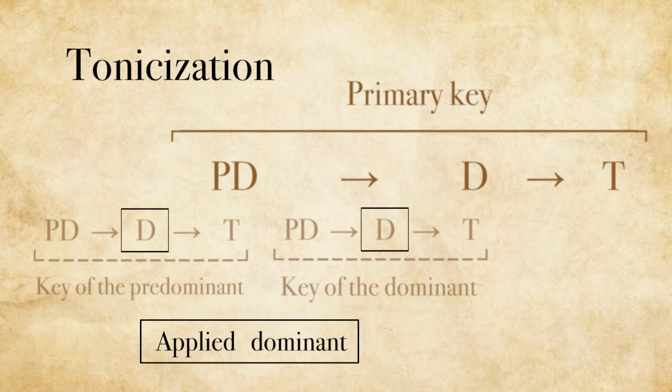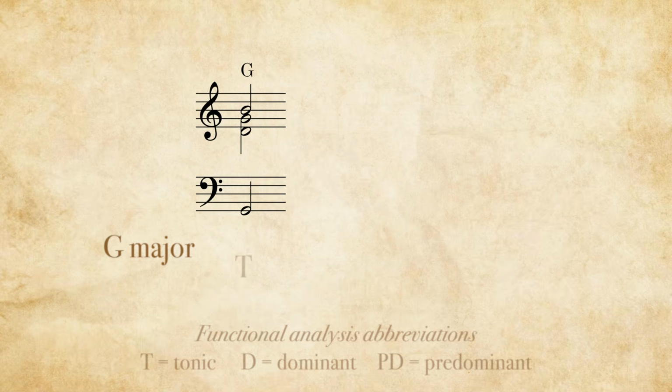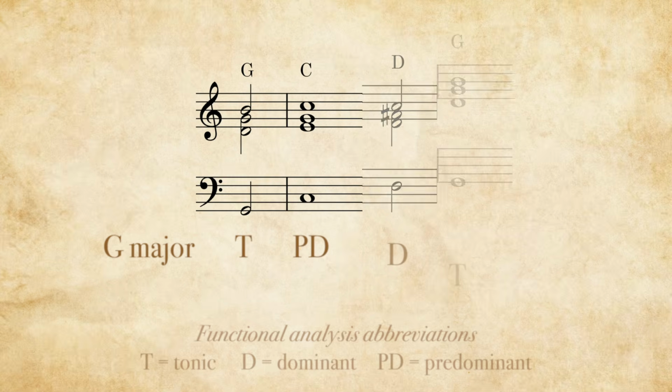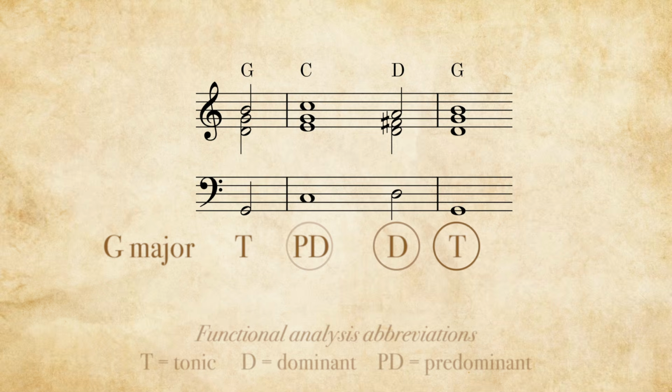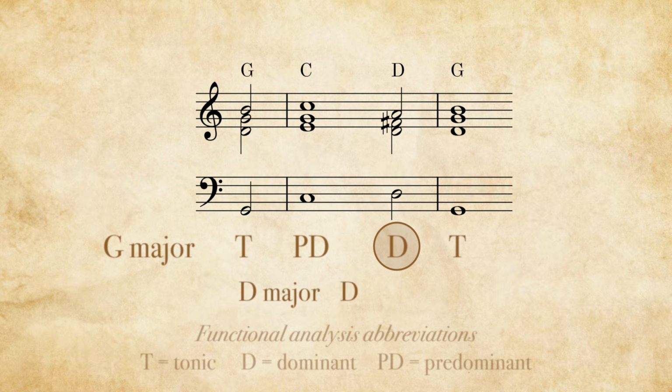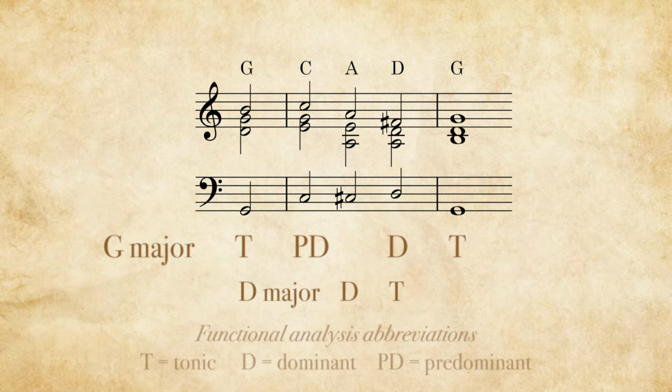We can also be more specific and refer to the applied predominant or applied dominant of the tonicized chord. As an example, we can start with a functional progression in G major that goes tonic, predominant, dominant, tonic. We're in the key of G, but we could tonicize the D major chord by imagining that in the key of D major, you grab the dominant from that key. Now we've inserted an applied dominant to the D major chord.